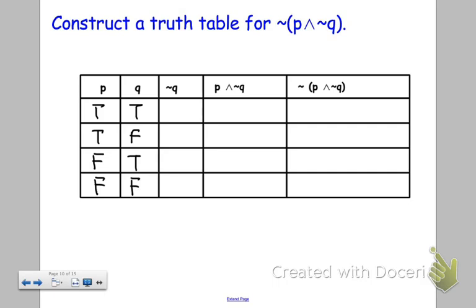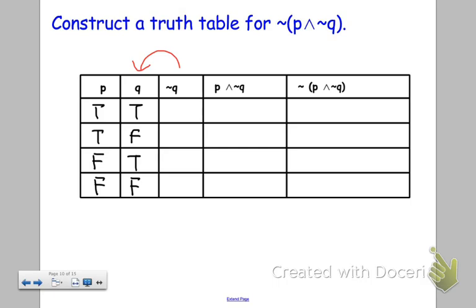Okay. Now the third column, if I look inside those parentheses, I already have my P, but I don't have my not Q yet. Okay, so the very next thing I need in my third column is going to be that not Q. Okay, and remember, to find my not Q, I just need to reference back to my Q column and do the opposite of what's already there.